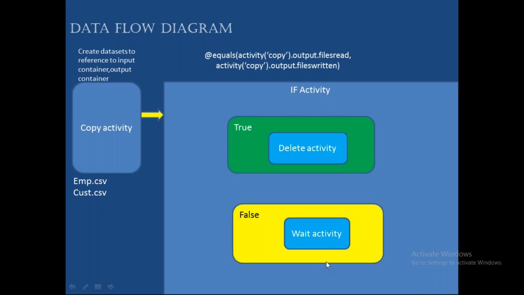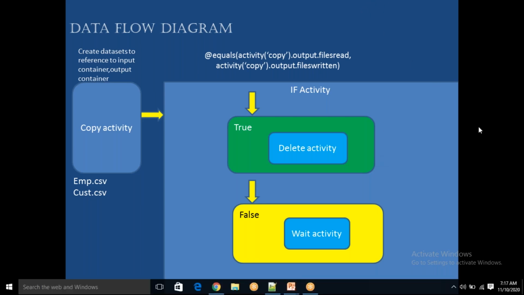Here I am going to use a wait activity. Simple. In the first run, let's say all the files which I read are written into the destination, then I will execute the delete activity. In the next case, whatever files I read, if those files are not written into the destination, then the wait activity will execute. That's all, friends. Very easy pipeline we are going to implement today.